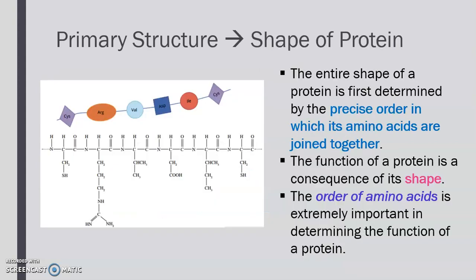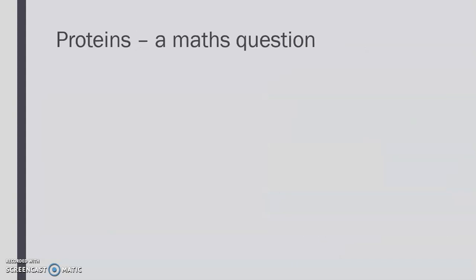The entire shape of a protein is first determined by the precise order in which its amino acids are joined together, because they all have their side chains, right? The way that the side chains stick out basically determines in primary structure the shape of a protein that it's going to take in the future. So the function of a protein is a consequence of its shape. Therefore, the order of amino acids is extremely important in determining the function of a protein.